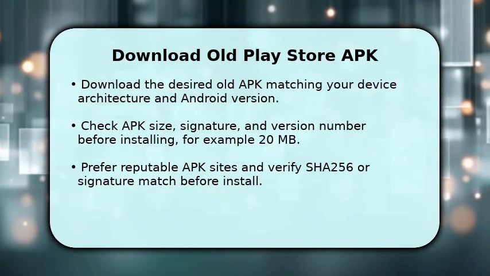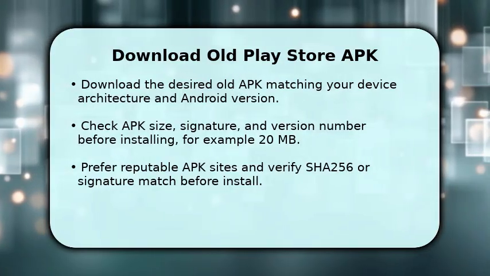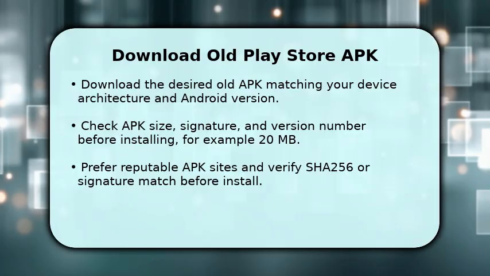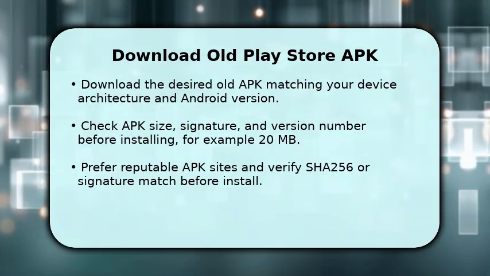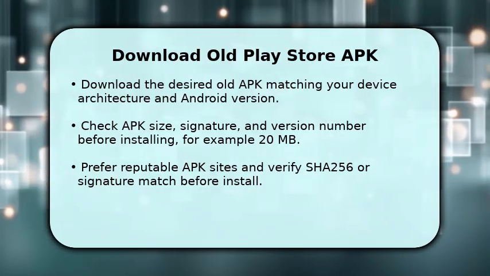Find a reputable APK provider and locate the exact Play Store version you need. Choose an APK that matches your device architecture and Android version to avoid errors. Check the APK size and signature before downloading.